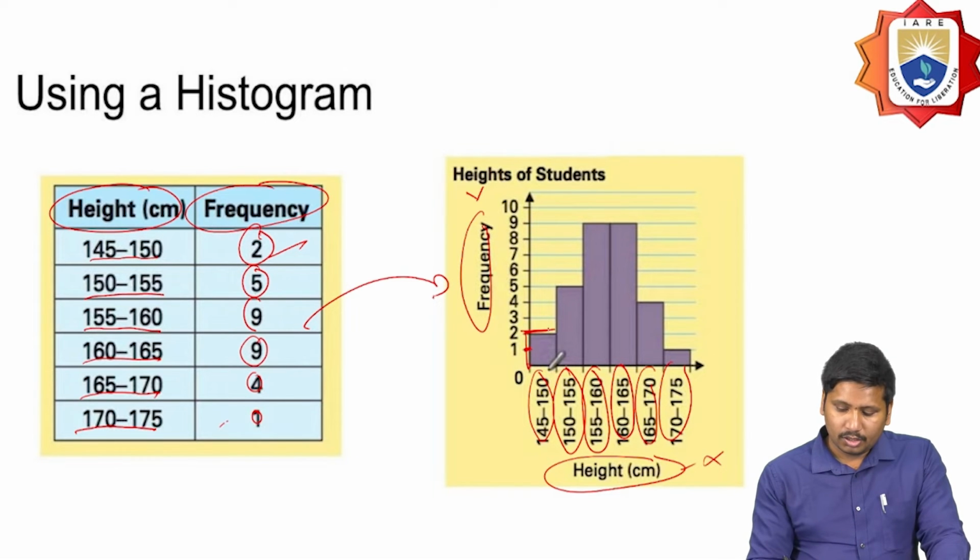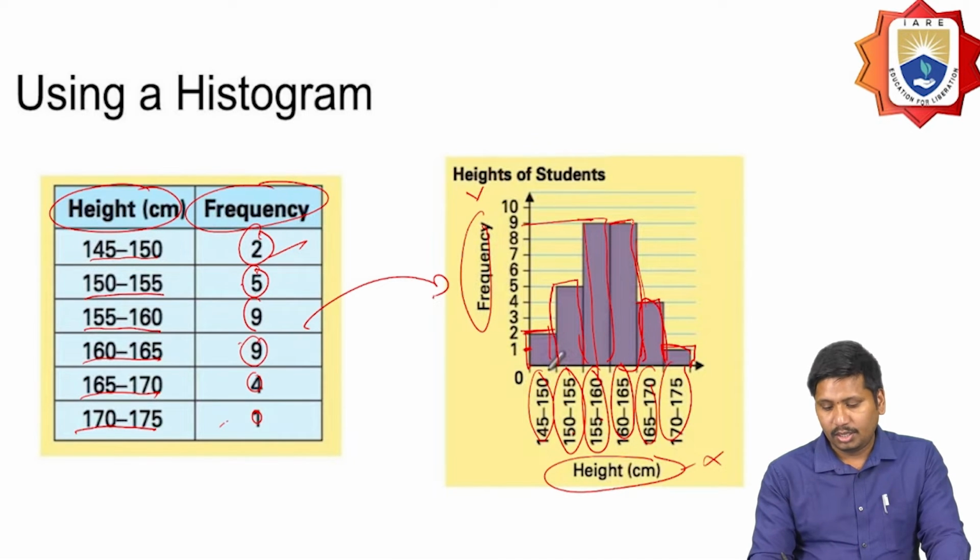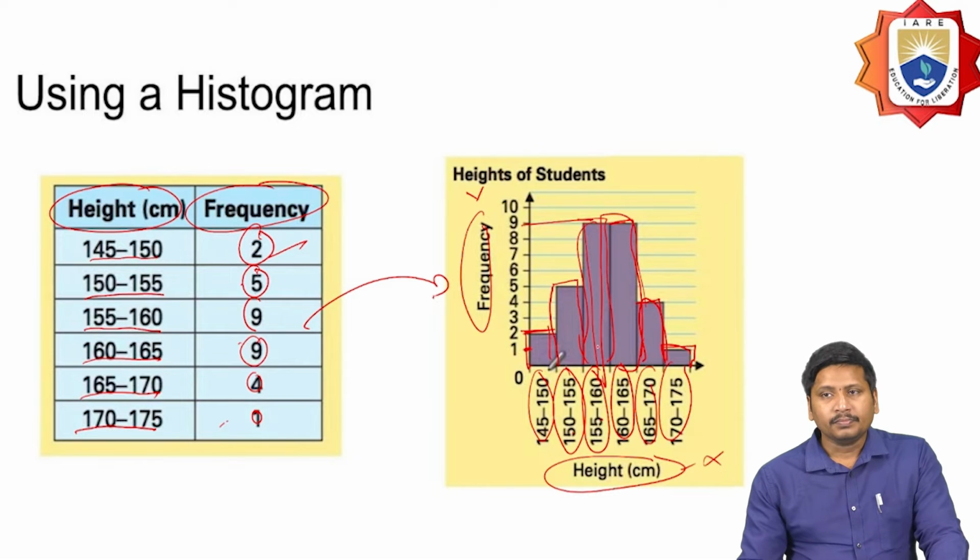So 2, so I have to draw this. For 150 to 155, how much is it? 5. So I have to draw up to 5. And then 155 to 160, what is this? 9. So I have to draw that here. Next one is 4, 9, again 160 to 165, the same thing I can get. And 4 is the next value and 1 is the last. Like this I have to construct the histogram, right?